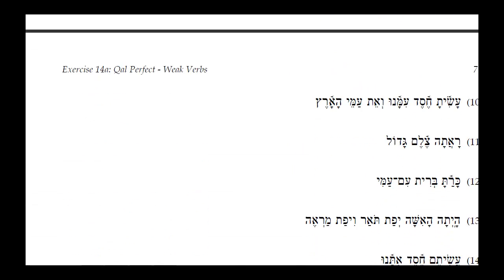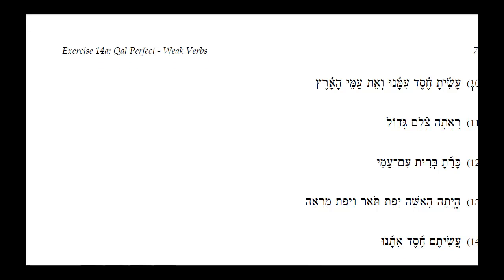All right, number 10, let's go ahead and go on to 10 here. We have asita chesed imanu. Asita chesed imanu ve'et amei ha'aretz. You did kindness or covenant faithfulness with us and with the nations of the land, or the peoples of the land, is how you could translate that. So asita is again a doubly weak verb. This has a first ayin and a third hey.